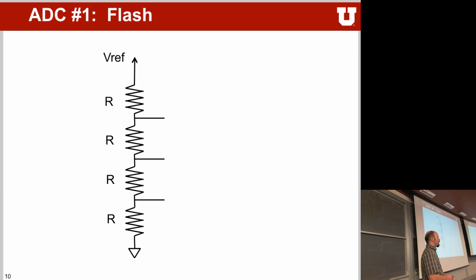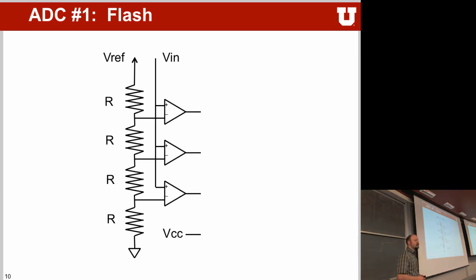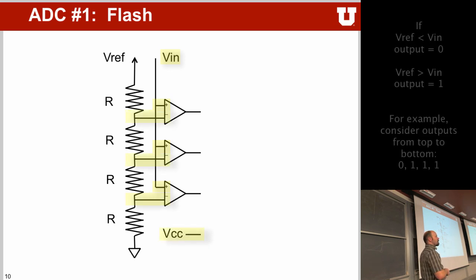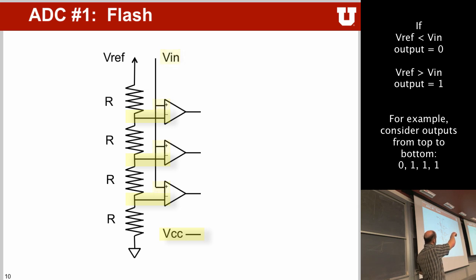Comparators, exactly. We have a row of comparators. So how does this work? Well, we have an input voltage here, right? And all these comparators will now compare this input voltage to what their reference level is. So they will have 0, for example, if this is smaller than the voltage over here, then 1, 1, and 1. So how would we encode this now into a digital number?